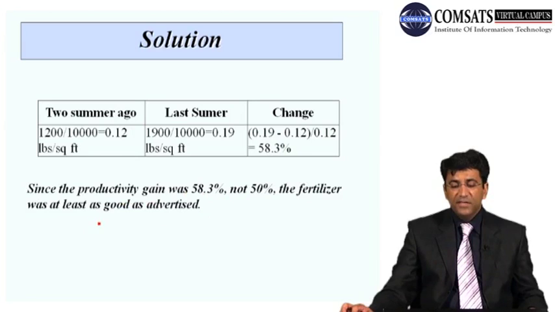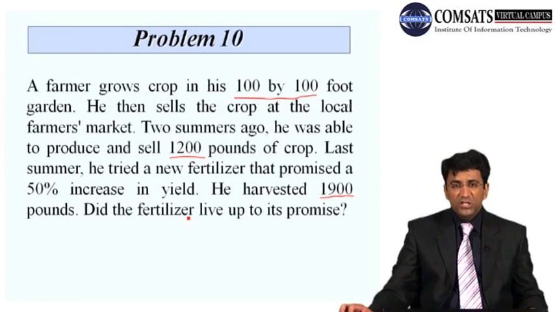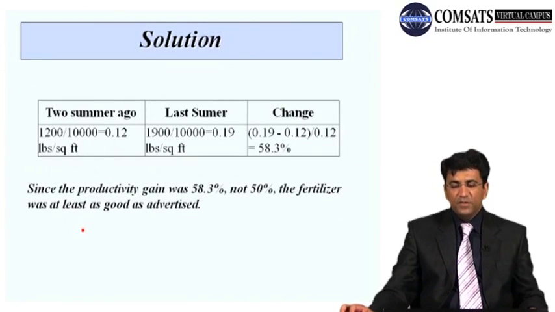The fertilizer was at least as good as advertised. So actually he was able to achieve more than what he claims, that is the 50%. So its productivity has increased by more than 50%, that is 58.3%.